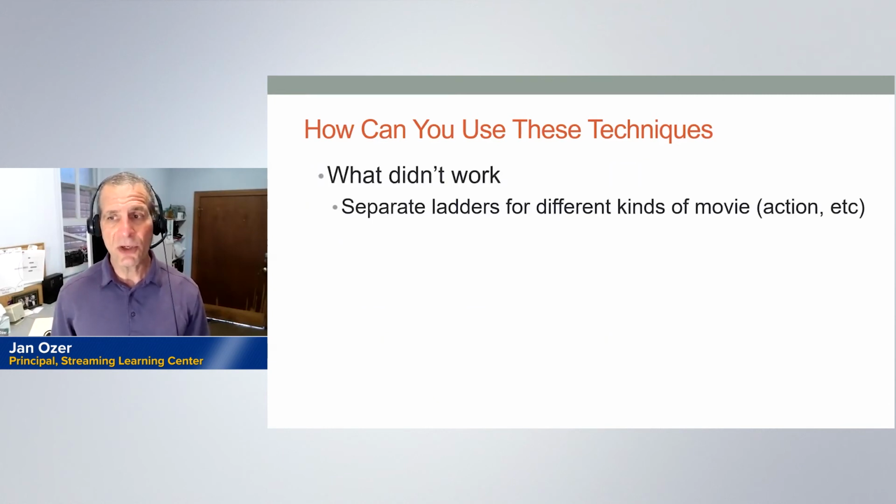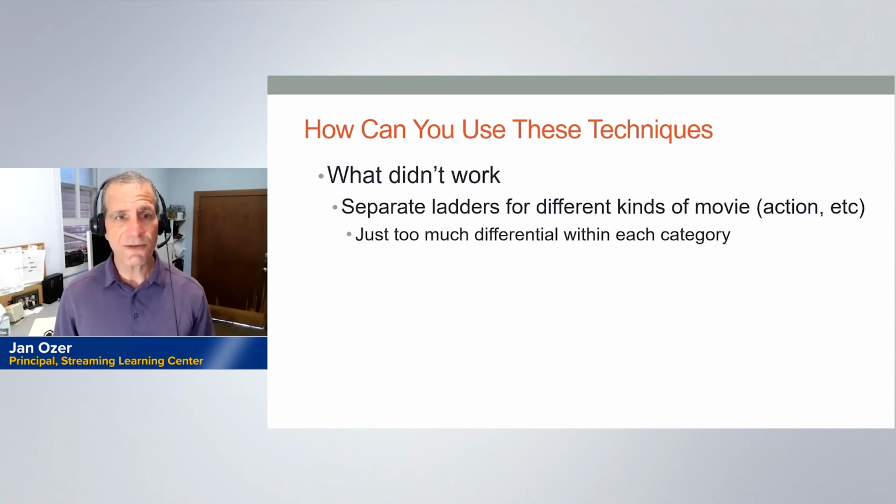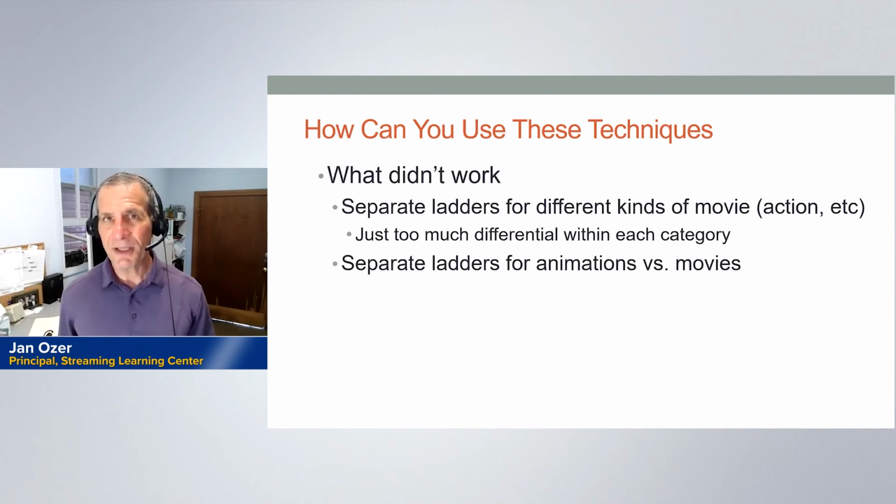Per category didn't work if you're trying to separate out action movies or other kinds of movies. That didn't work for me. There's just too much differential within each category. Separate ladders for different animations versus movies, that didn't work.